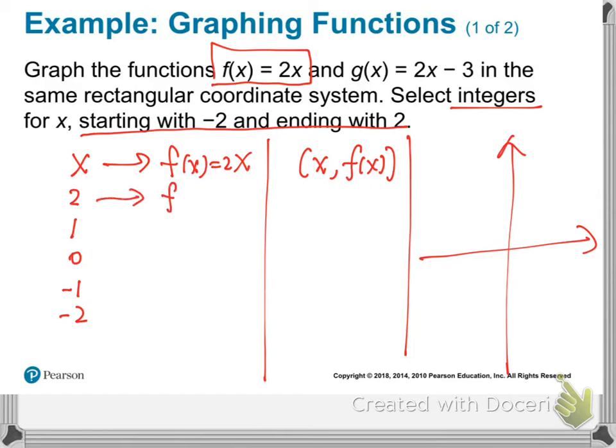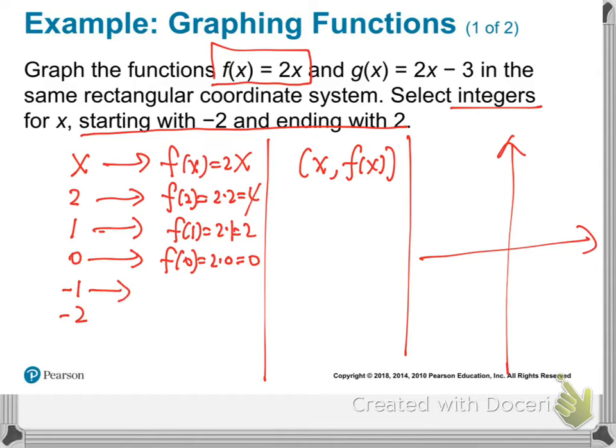Corresponding output. So f of 2 is 2 times 2, 4. This function is just the double function. We just double the input. So f of 1, double the input, we get 2. f of 0 is 2 times 0, 0. f of -1 is 2 times -1, which is -2. f of -2 is 2 times -2, which is -4. So from the given formula, f of x is 2x, we got 5 inputs and 5 outputs.